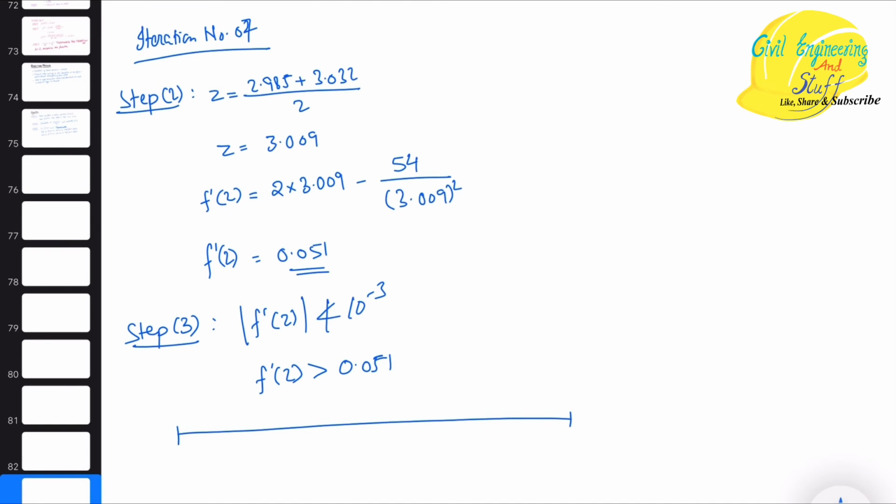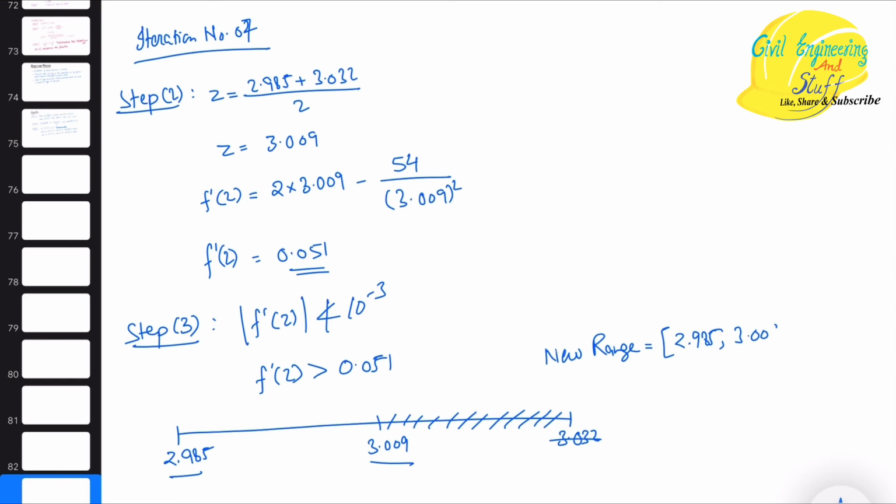I hope by this point it is very clear to you which point to reject. Since this is greater than 0, this means we are going to find a new x2 point. This is our x1, this is our x2. New x2 basically. So we do not need the old x2 point. We are going to reject this region. So our new range will be 2.985, 3.009.